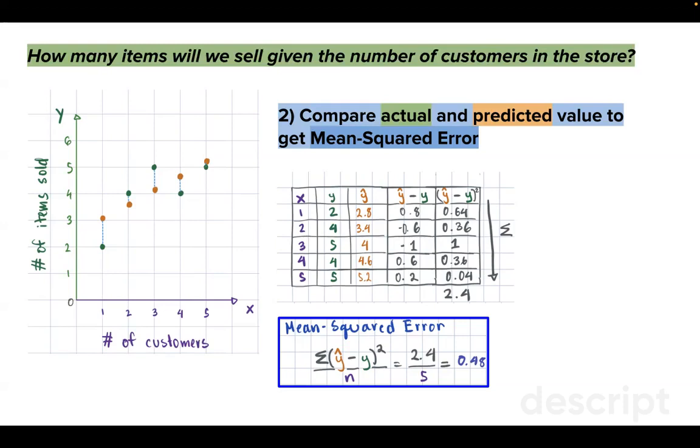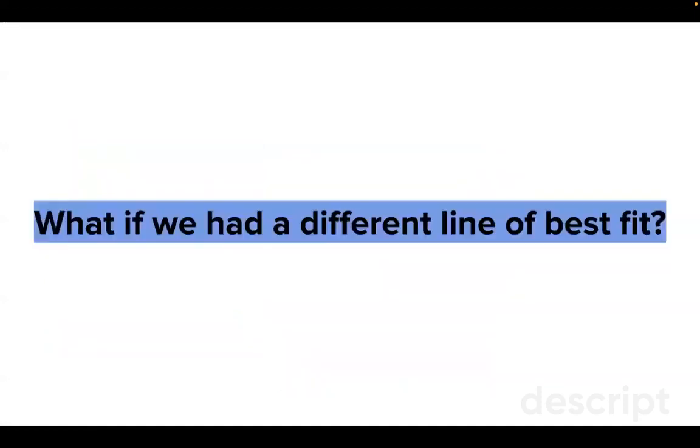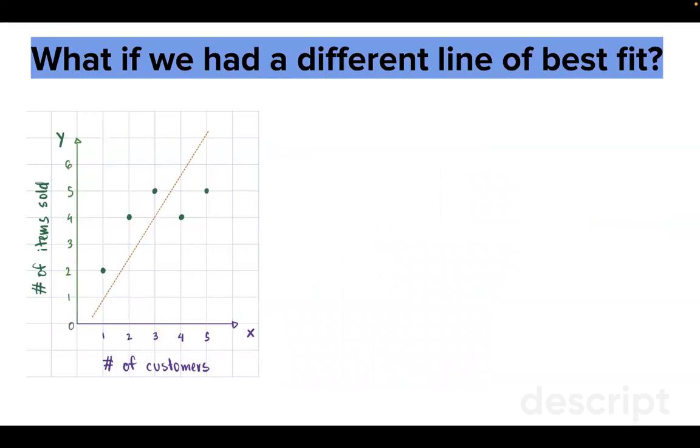So what does this value mean? Is 0.48 a relatively good mean squared error or a bad mean squared error? To put this into perspective, let's look at if we had a different line of best fit for the same example. Let's say we had this line of best fit, which is much steeper.